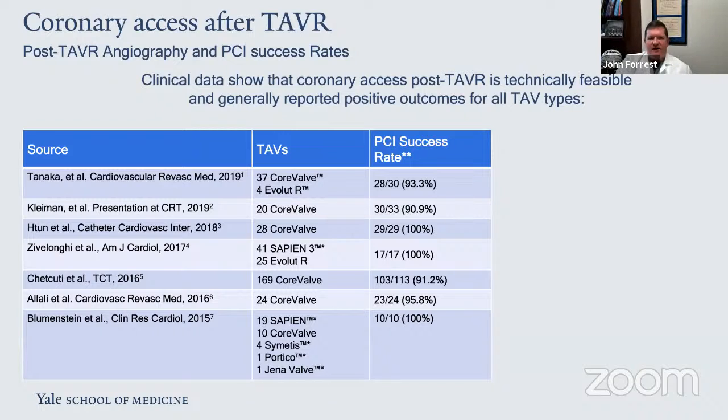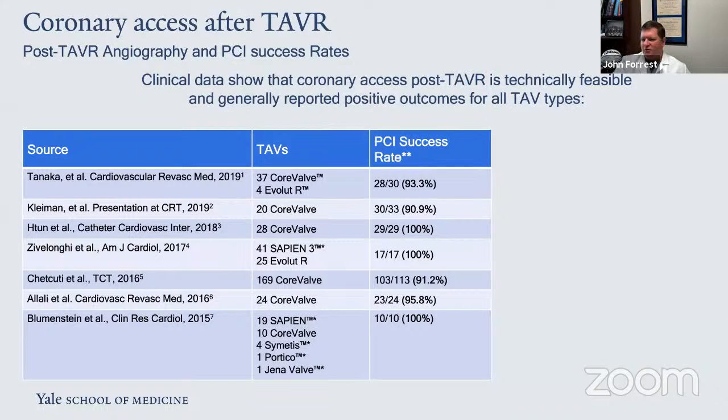I will say, similarly, we've had one case recently using Evolut where we were worried about the coronaries. We deployed the valve so that it's fully functional, but you're still holding on to it. And the patient immediately tanked, dropped their pressure and everything else. And you could see in that case that there was clear coronary obstruction.